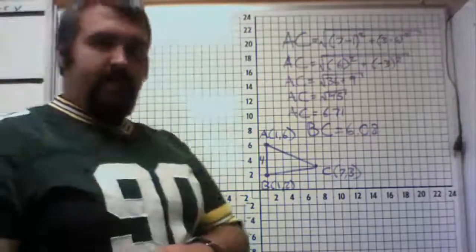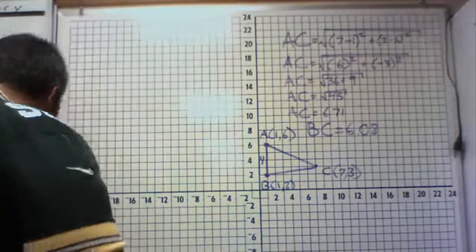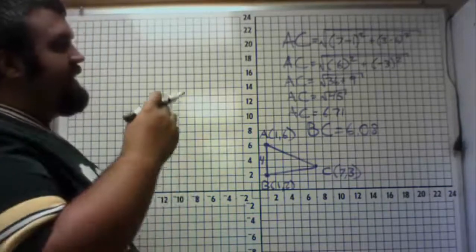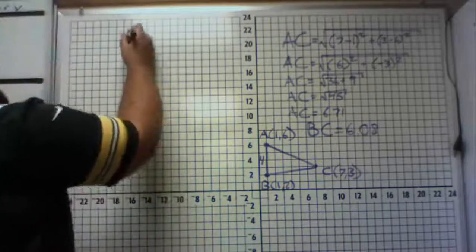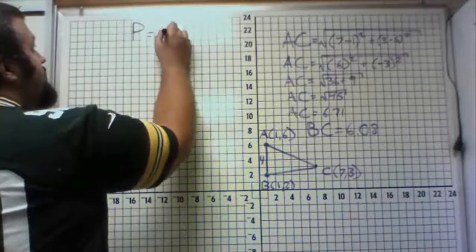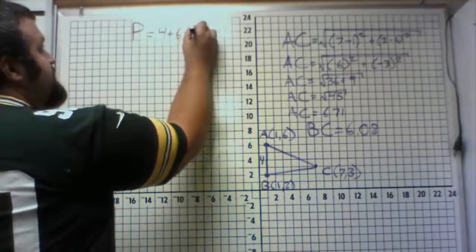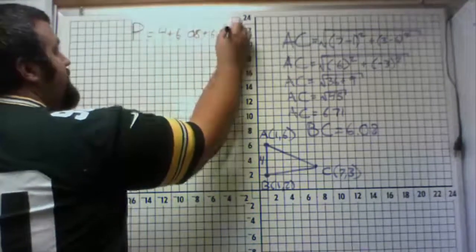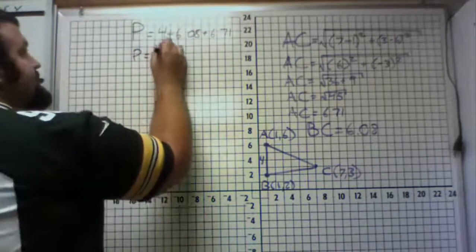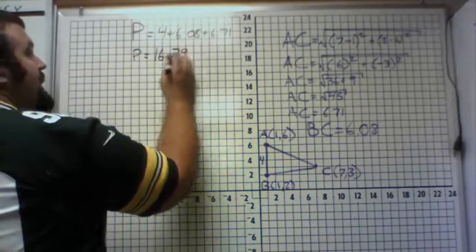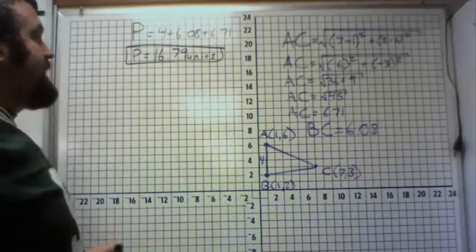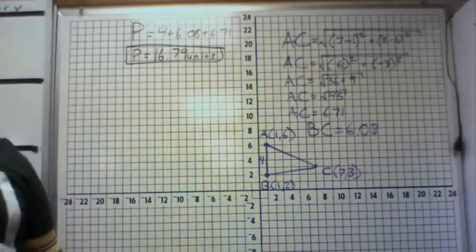And now when I'm looking for the perimeter here, all I'm going to do is add up all three of my side lengths. 4 plus 6.08 plus 6.71. So my perimeter here is going to be 4 plus 6.08 plus 6.71. When I add all three of those together, I'm going to get 16.79 units. I know it's a little bit hard to read, but that's 16.79 units for the perimeter.